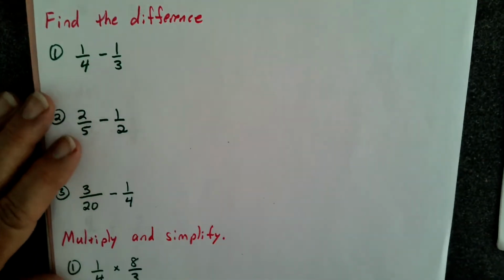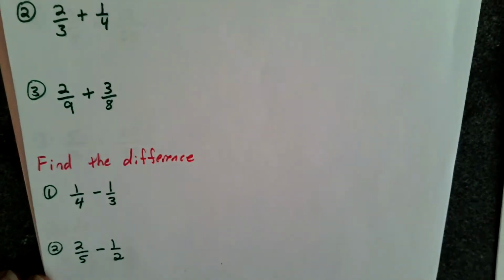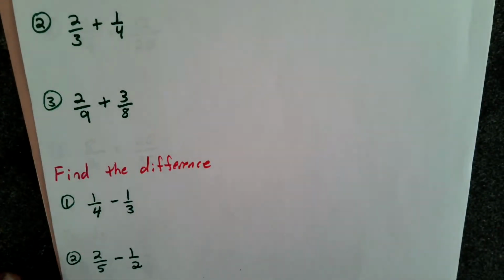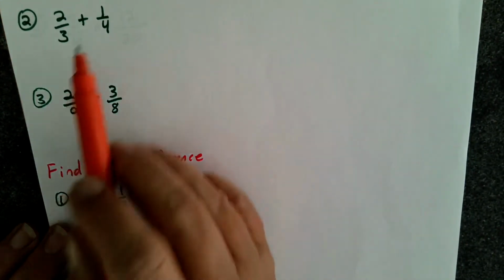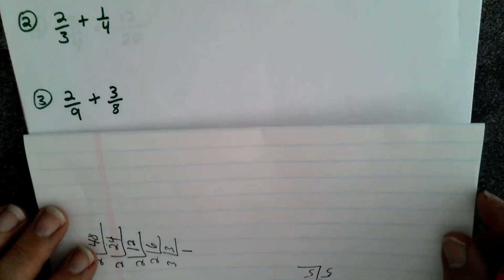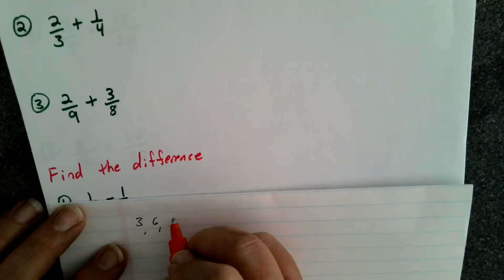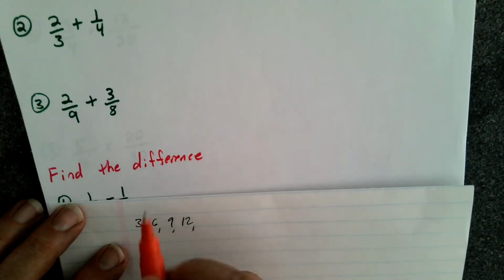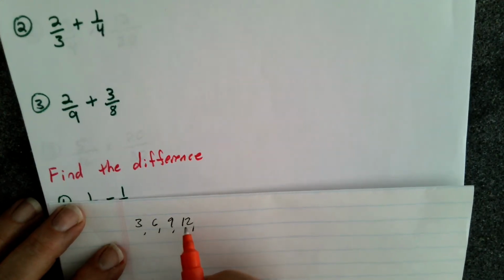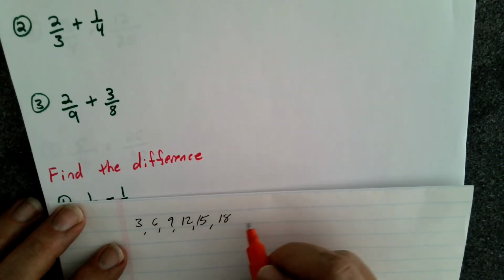In our next example, the denominators are not the same. So I'm going to have to do some manipulation to get them the same. So in order to do that, you want to find the least common multiple. So go back to my scrap paper. So the multiples of 3 are 3, 6, 9, 12. So that's 3 times 1, 3 times 2, 3 times 3, 3 times 4, 3 times 5 is 15, 3 times 6 is 18, and etc.